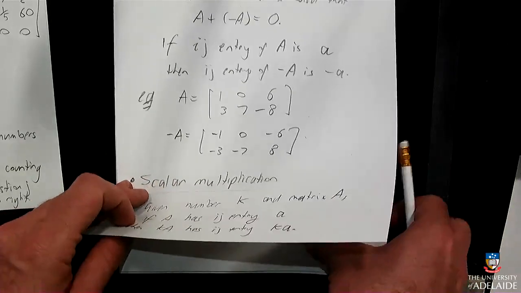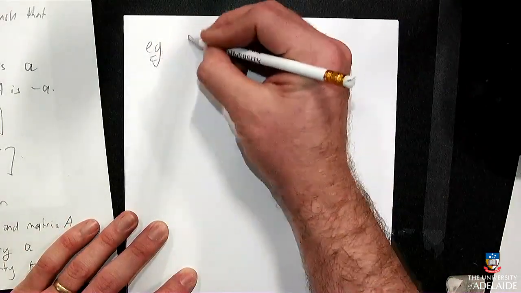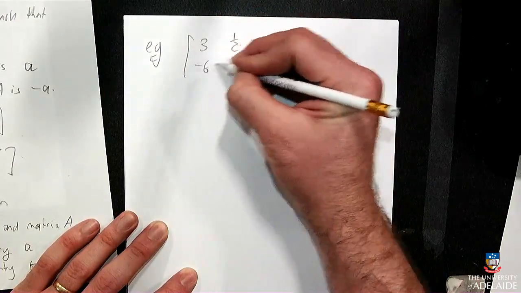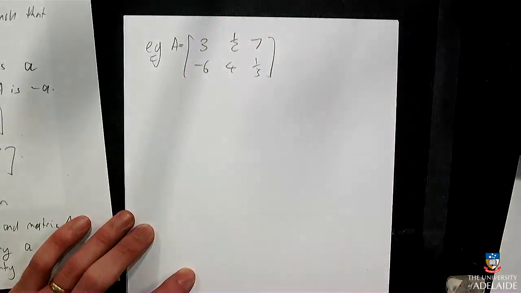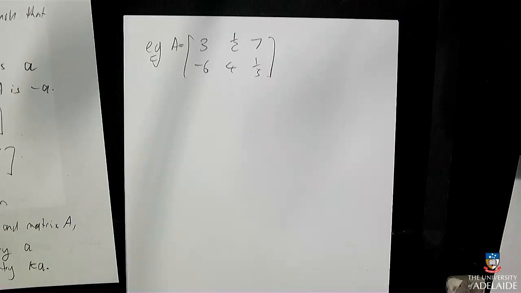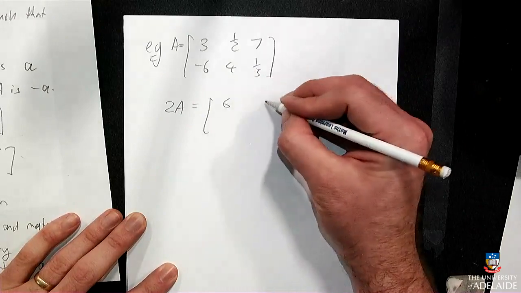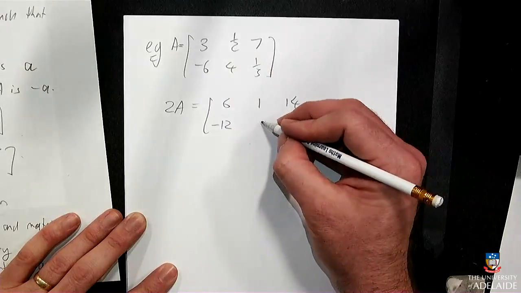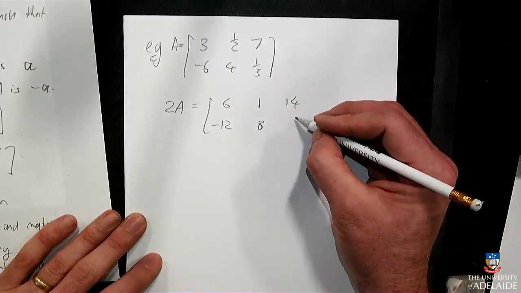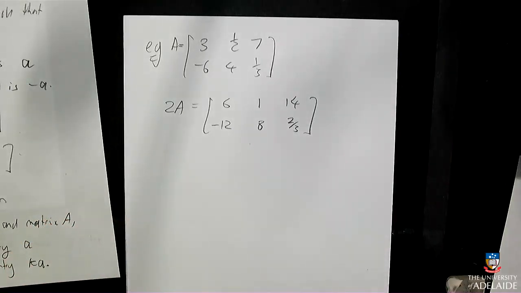So here we go. Just as an example, if A is this matrix, then I can multiply that matrix by any number I like. So 2A will be multiplying everything by 2. 3 times 2 is 6. Half times 2 is 1. 7 times 2 is 14. Minus 6 times 2 is minus 12. 4 times 2 is 8. 2 times a third is 2/3. So to get to 2A, you multiply everything by 2. But it is the same answer as A plus A.